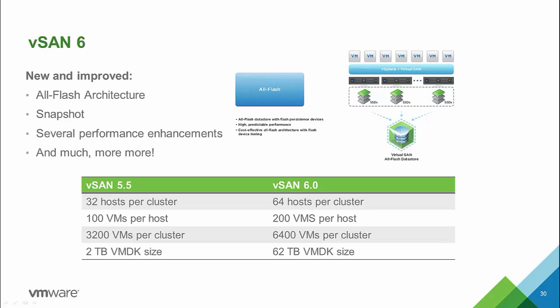In vSAN 5.5 you could only have 100 VMs per host. In vSAN 6 you can have twice as many, so 200 VMs per host. In vSAN 5.5 you could only have 3200 VMs per cluster. In vSAN 6 you can have 6400 VMs per cluster. Also, the disk size for VMs on vSAN 5.5 was only 2 terabytes. In vSAN 6, it supports all the way up to 62 terabytes.